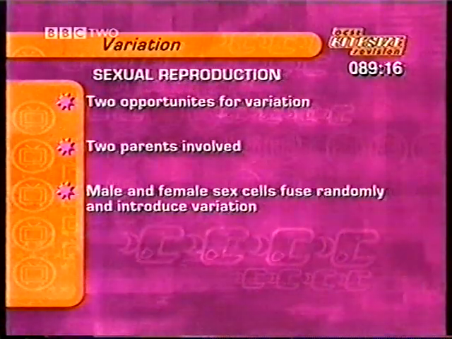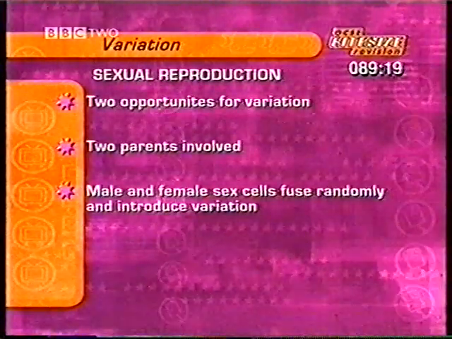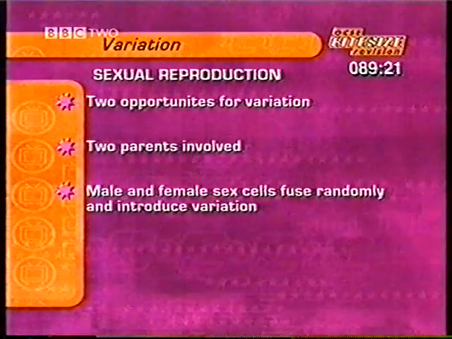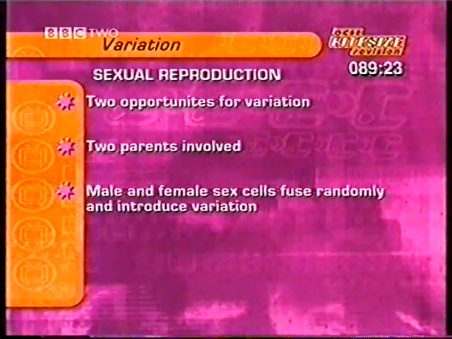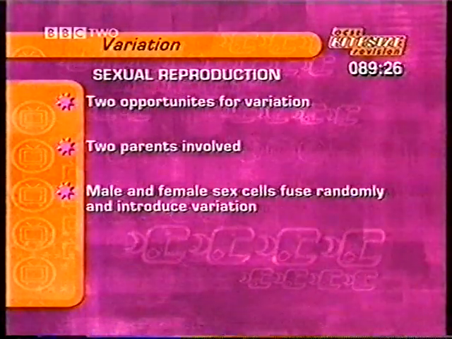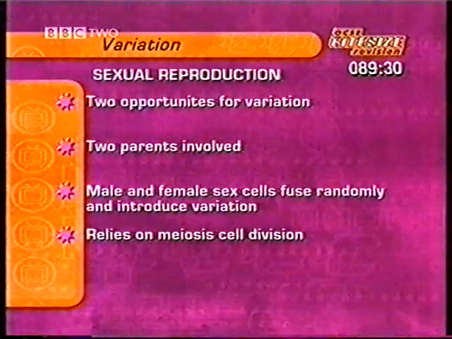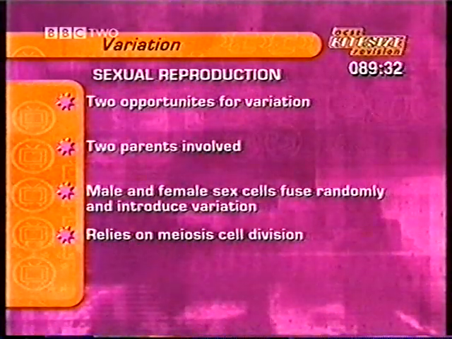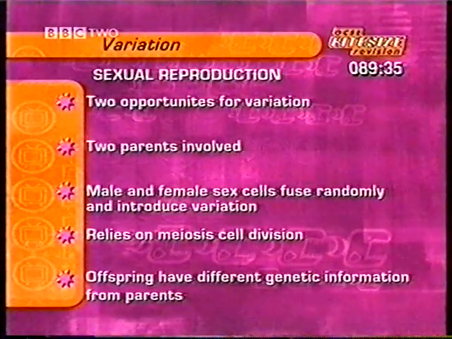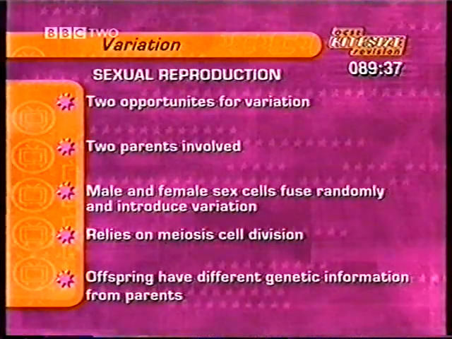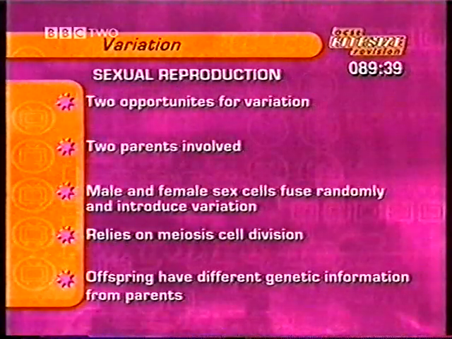In sexual reproduction, there are 2 opportunities for variation to be introduced. 2 parents are involved, supplying male and female sex cells, sperm and eggs in humans, and pollen and ovules in plants. They give rise to a new individual by fusing randomly, which introduces variation. Variation is also introduced because sexual reproduction relies on meiosis cell division, which means that each offspring receives slightly different genetic information. That's why we resemble our parents, but are not the same as them.